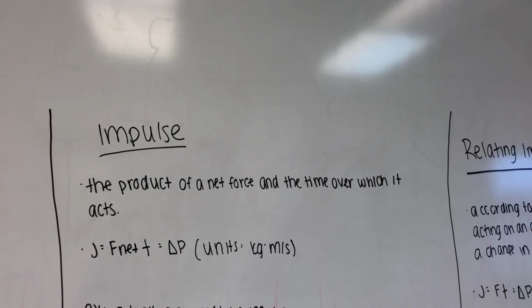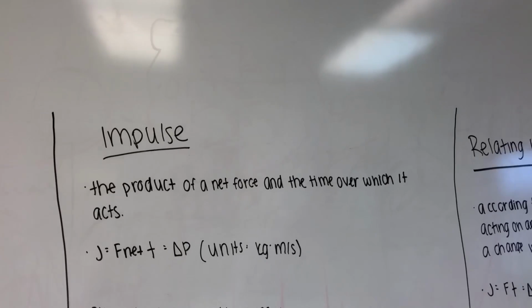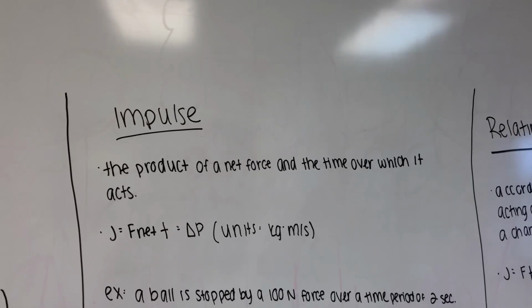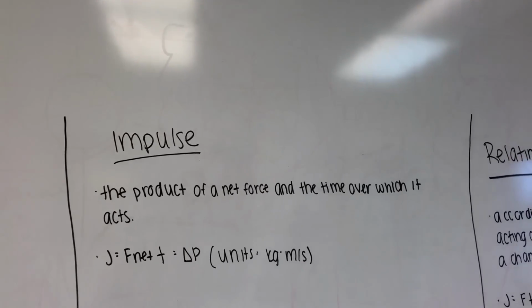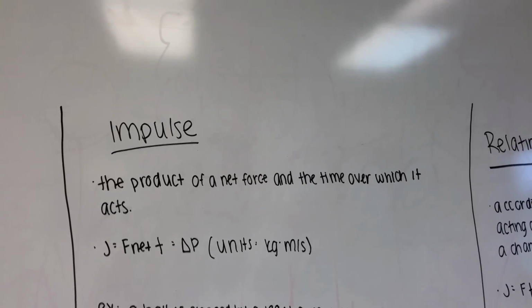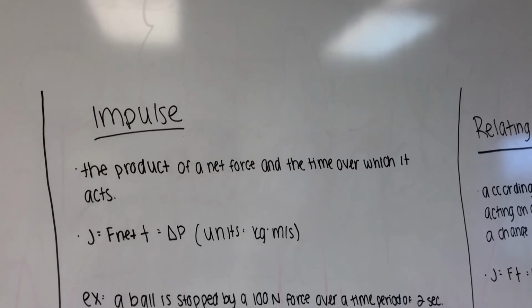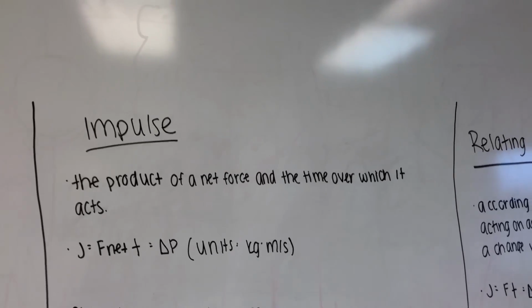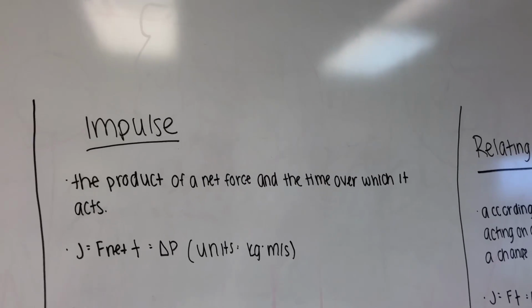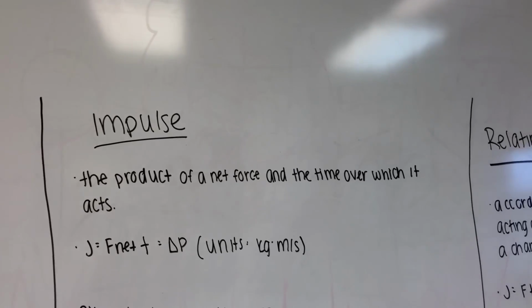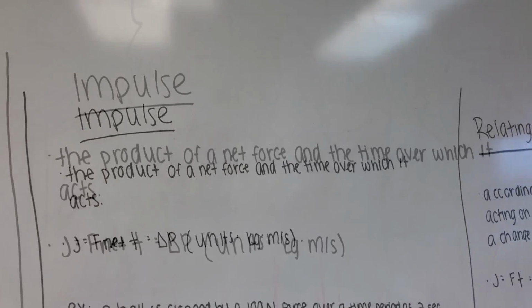Impulse is the product of a net force and the time over which it acts. The equation for that is J equals F net times t, which is also equal to the change in momentum. J is impulse, F net is the net force, and t equals time. The units for this are kilogram meters per second, which is the same as the momentum units.